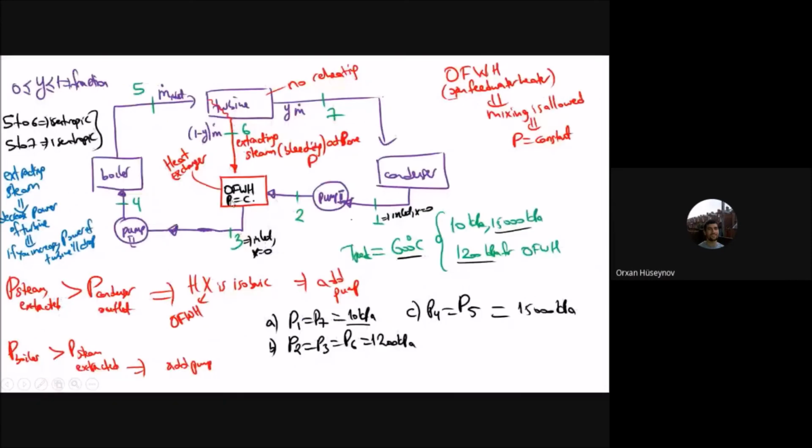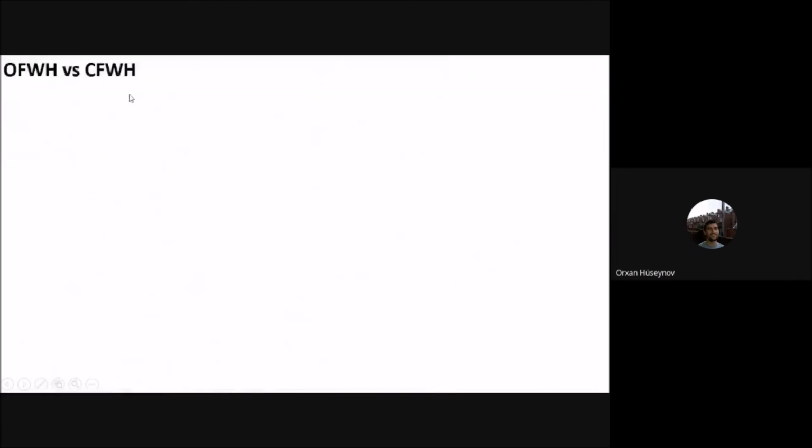So now we have the closed feed water heater. The open one means that you take the steam, mix, and get an outlet. But for the closed feed water heater, let's see. This is the turbine here. I take the steam from the turbine. This is the open feed water heater, and you have the condenser outlet, and from this you will have one outlet. So here you have mixing allowed.